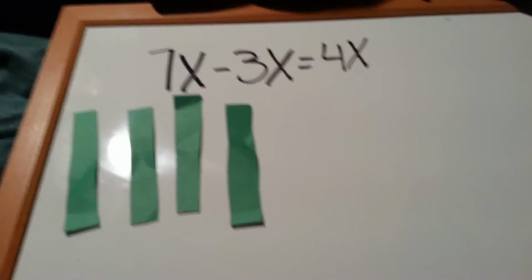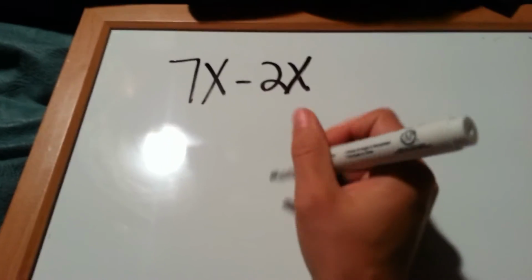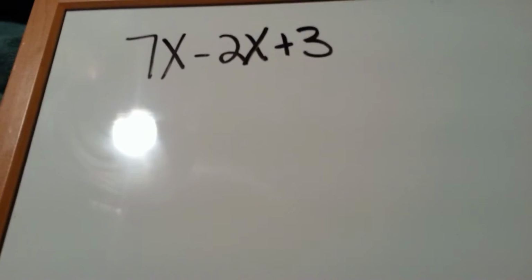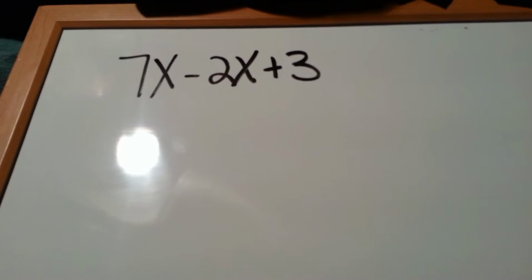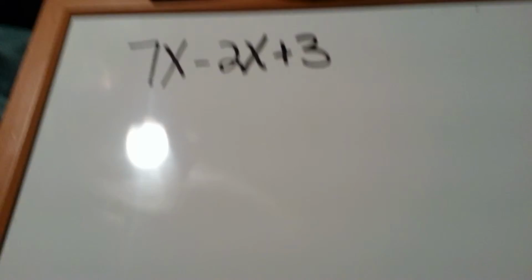Okay. Now we've got a little bit more difficult of a problem coming up that we are going to do with these tiles. And it's because you're going to be doing more than one operation. And the problem's going to look like 7x minus 2x. And then we're going to add 3 and use the ones. So the first thing I'm going to do is start at my left and get my 7 x's out, because that's the first thing it says I need.